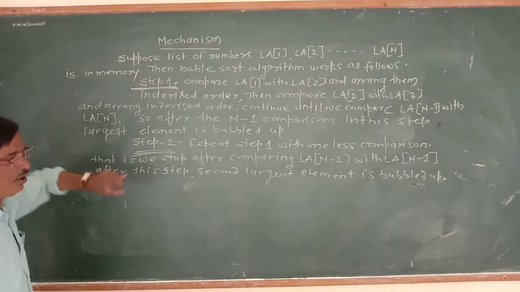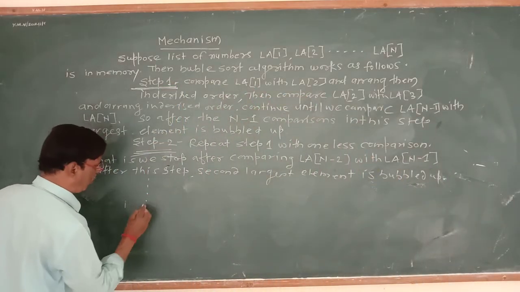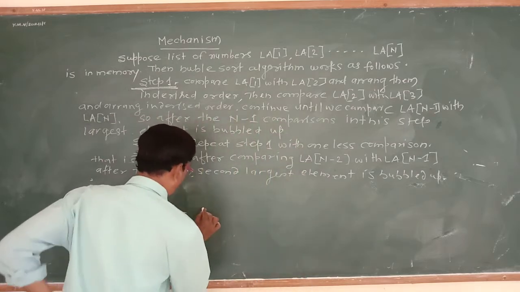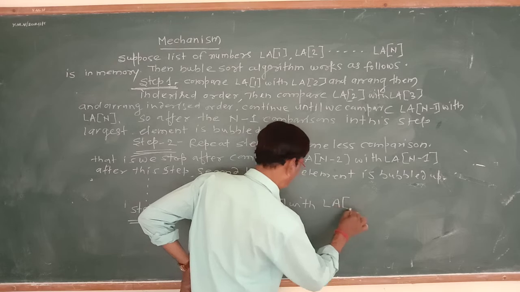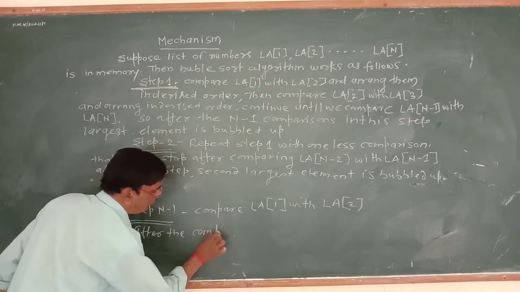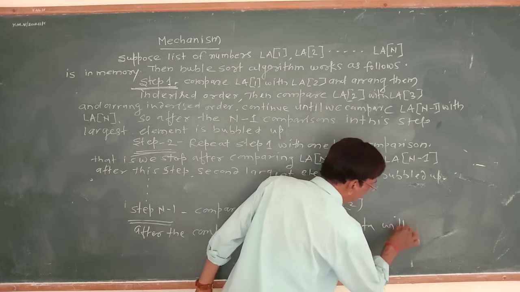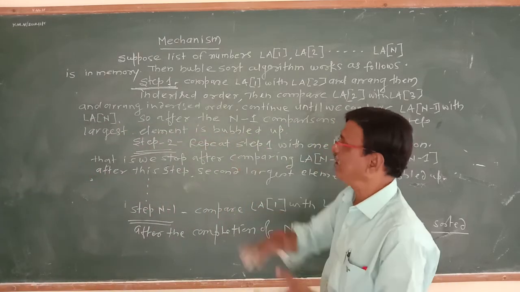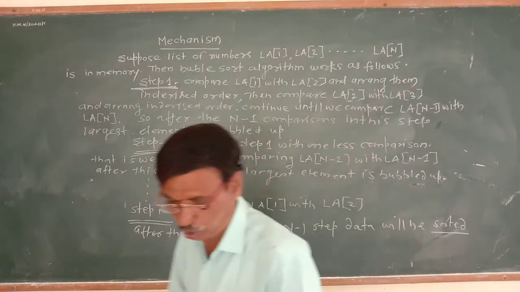Now, how many steps are there? We know for n number of elements, for 5 elements, 4 steps were there. So here step number 1, step number 2, dot dot dot, step n minus 1. In this step we know that only one comparison is there: compare LS 1 with 2. After the completion of n minus 1 steps, data will be sorted. So this is the mechanism, and the formulas we have taken already, so we need not write the formulas once again. That is, if total number of elements were n, how many total steps will be there, how many comparisons in each step, as well as total number of comparisons. So three formulas we have taken down.